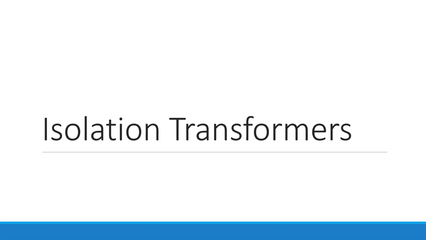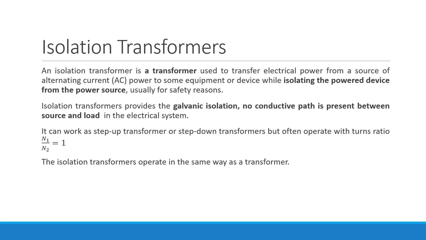We are going to first talk about isolation transformers, and then we will solve one or two numericals. So we have studied transformers. We know what exactly the transformer does: it transforms voltage from one level to another level at constant frequency. The frequency remains constant.